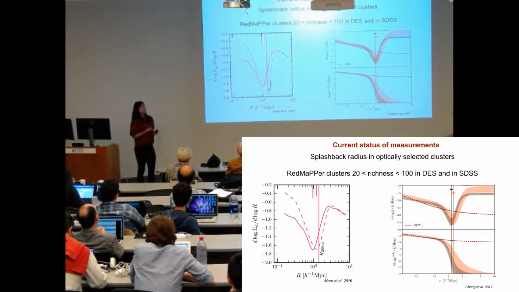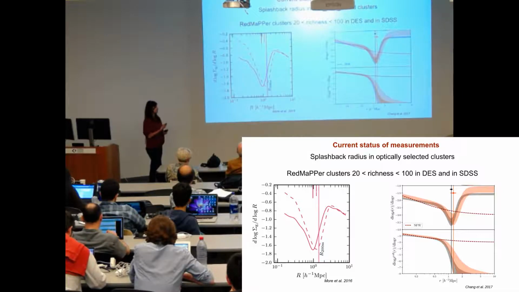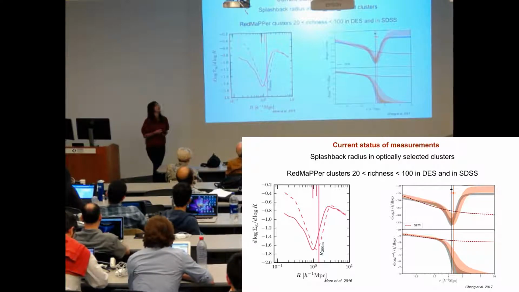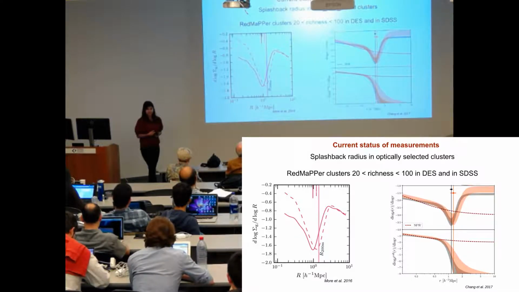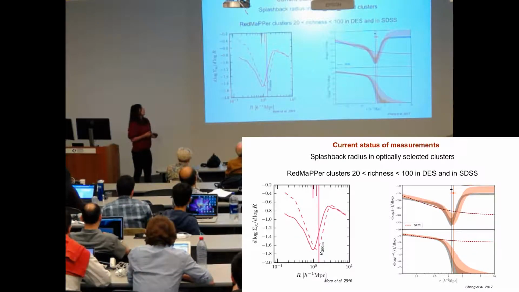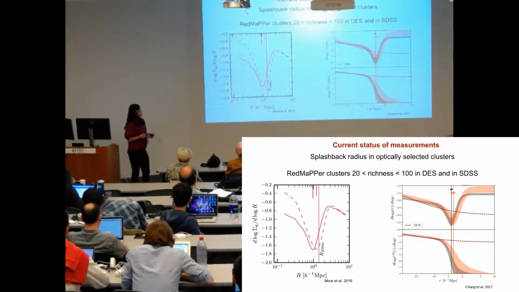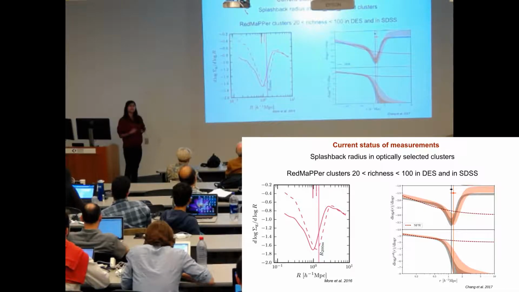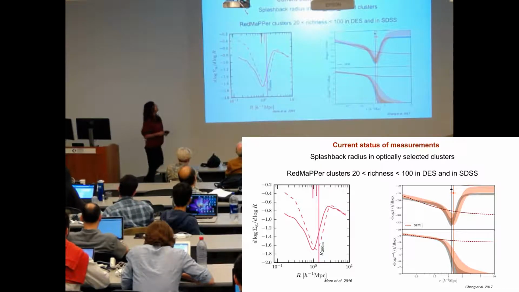So recently, a lot of effort has been put into measuring this feature and actually finding this feature, going out and looking at galaxy clusters where you expect this feature to be the strongest, and trying to measure it in data. It was first done by Surhud More in 2016, where he looked at redMaPPer clusters. So these are clusters which are selected based on the overdensity of red galaxies in the sky.